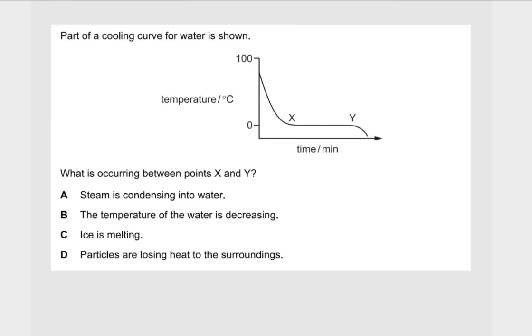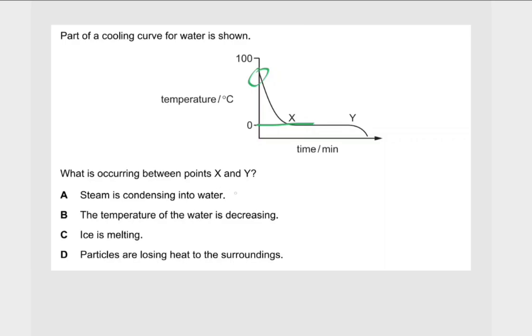Part of a cooling curve for water is shown. Temperature against time. What is occurring between points X and Y? So it's a cooling curve. Water is a liquid. Here at 0, water freezes. So it's a freezing point, right?